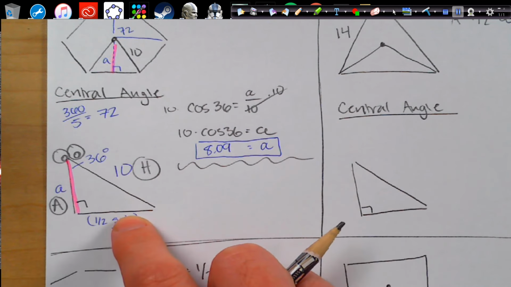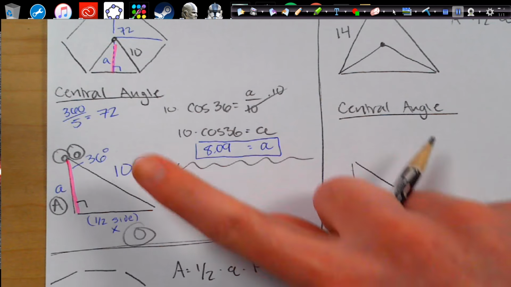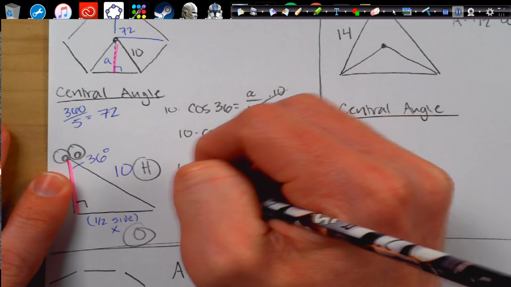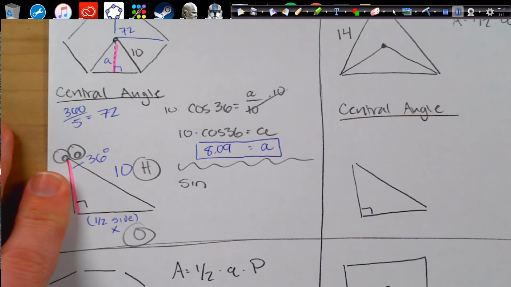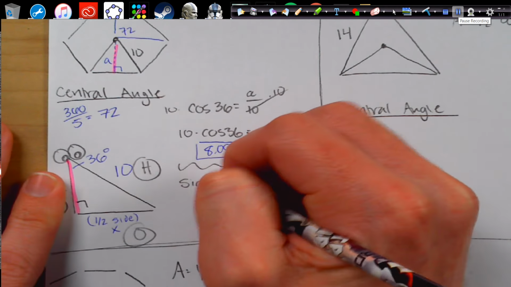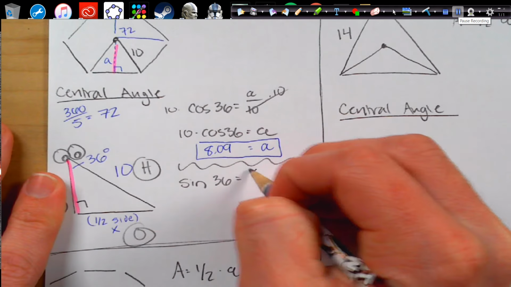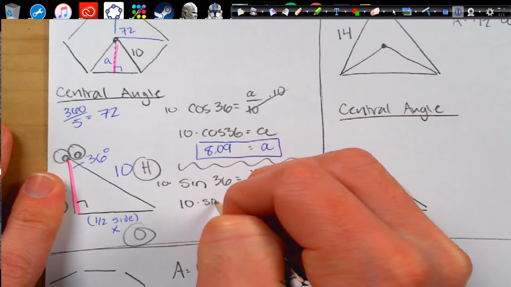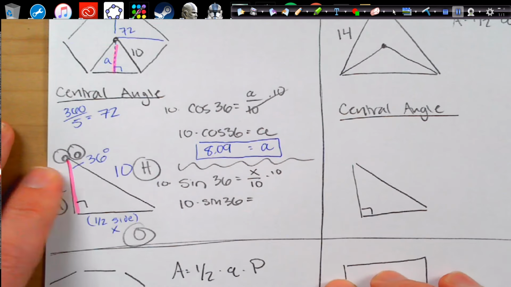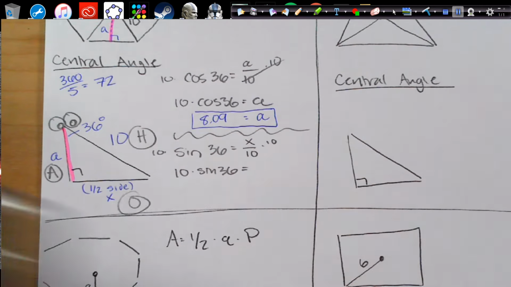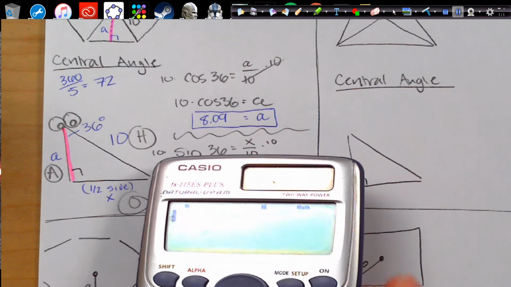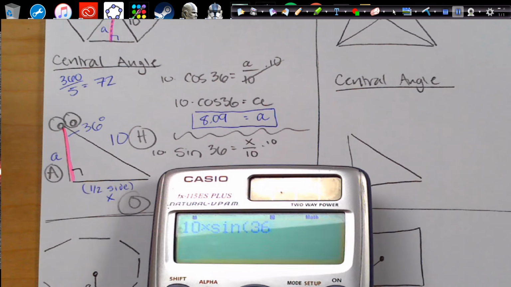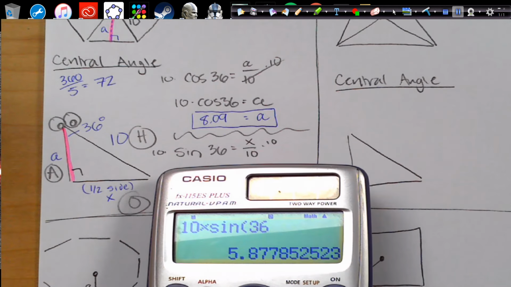Okay, we're still recording. We need to find the half. So we're going to go cover up the A. I have OH. So we're going to do the sine. So we get the sine of 36 equals x over 10. Get the 10 out of there. So we get 10 times the sine of 36. Again, I'm going to use my calculator. And we're going to do 10 times the sine of 36. When I do that, I get 5.8.